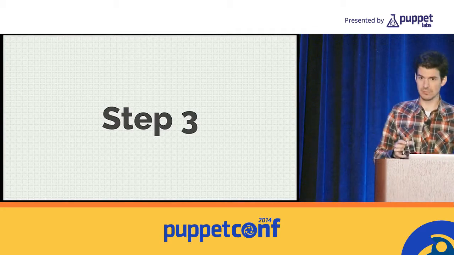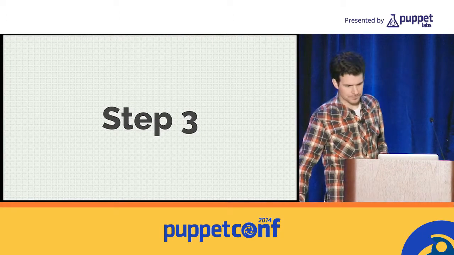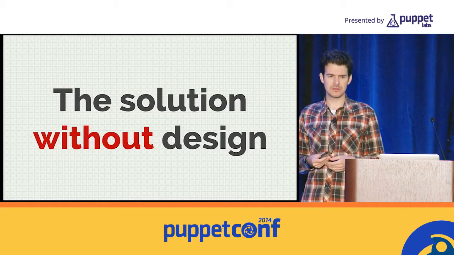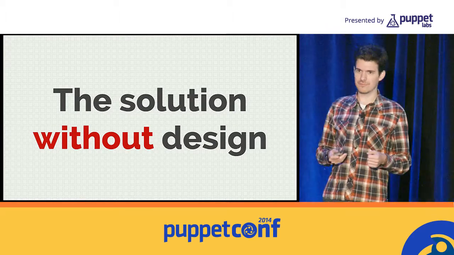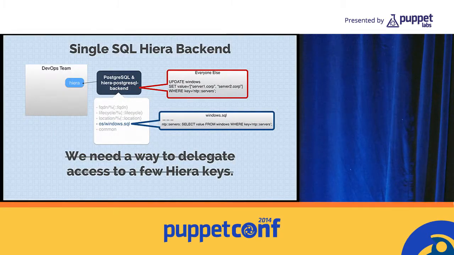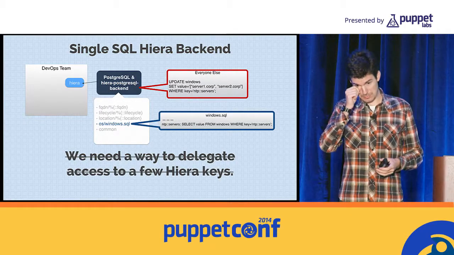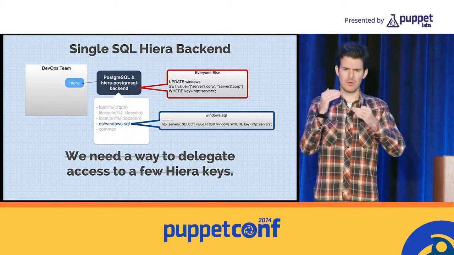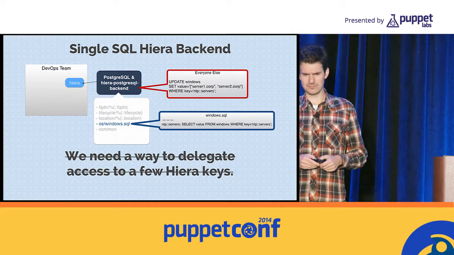Okay, so we have the requirements document. So let's start building a prototype for this thing. It starts with brainstorming and prototypes. So an example of the solution without design, if we didn't have that conversation and get feedback, our solution probably would look something like this, right? We'd have a single Hiera backend, and we would probably use Postgres grants to be able to grant row level or table level access to different people. And then they can go in and hopefully they know SQL well enough.